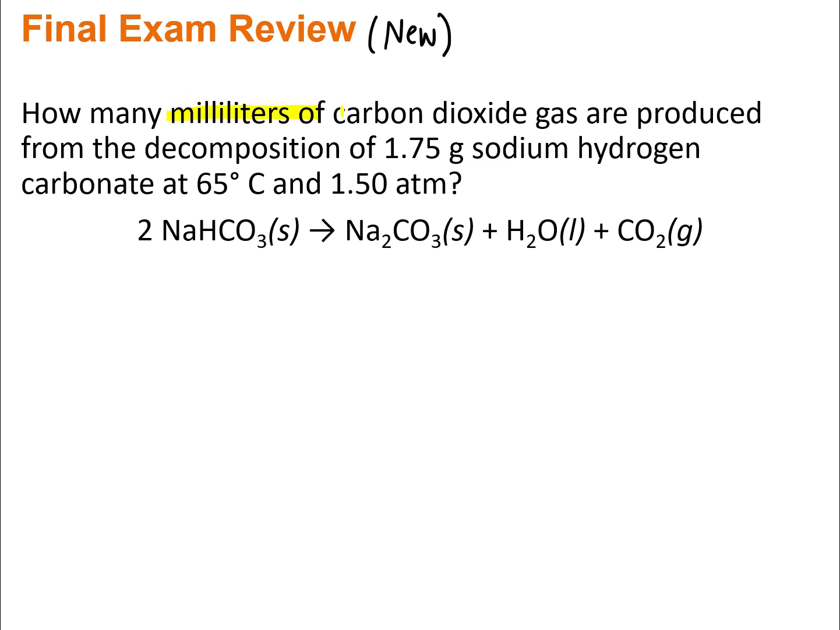Same equation. We're trying to figure out the number of milliliters of gas produced from 1.75 grams of sodium hydrogen carbonate. But we're not at STP. We're at a certain temperature, 65 degrees Celsius, and a certain pressure, 1.50 atmospheres. Whenever you're figuring out the volume of a gas and you don't see STP, and instead you see a temperature and a pressure, that should clue you in that you're going to have to use the ideal gas law if you're looking for a volume.